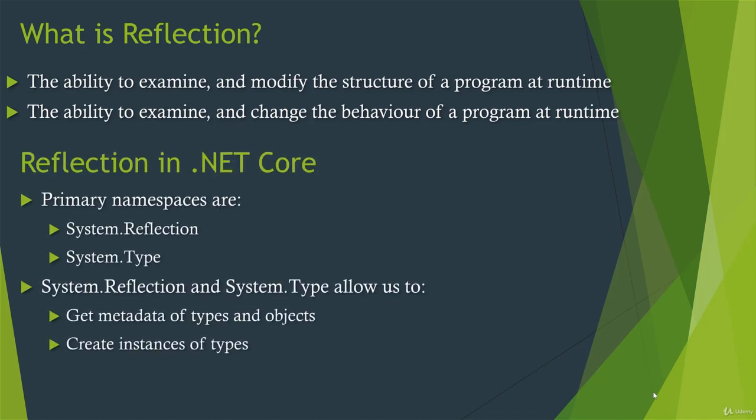In .NET Core, there are two primary assemblies, which are System.Reflection and System.Type. With these two assemblies, you can get the metadata of types and objects. By types, we refer to classes, enums, and interfaces. And once you have the details of types, if possible, you can create instances. By saying if possible, it means that, for example, you cannot create an instance of an interface, but you can create an instance of a class. So if you get the metadata of a class, then you will be able to create an instance of it at runtime.